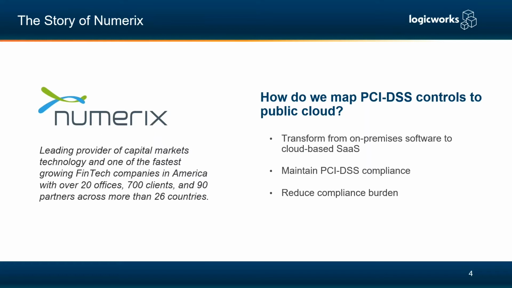So what I'd like to talk to you today about is one of our customers, Numerics. And Numerics is one of the fastest growing fintech companies in America, with over 20 offices, 700 clients, and around 90 partners across 26 countries. Now, as Numerics looked to migrate to the cloud, they faced many challenges, not just the migration itself, but also how do you achieve compliance in the cloud during the migration process.